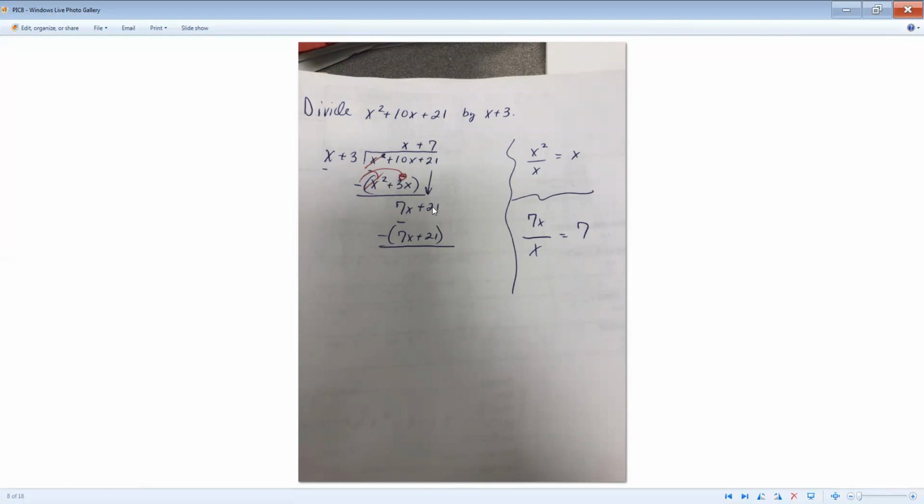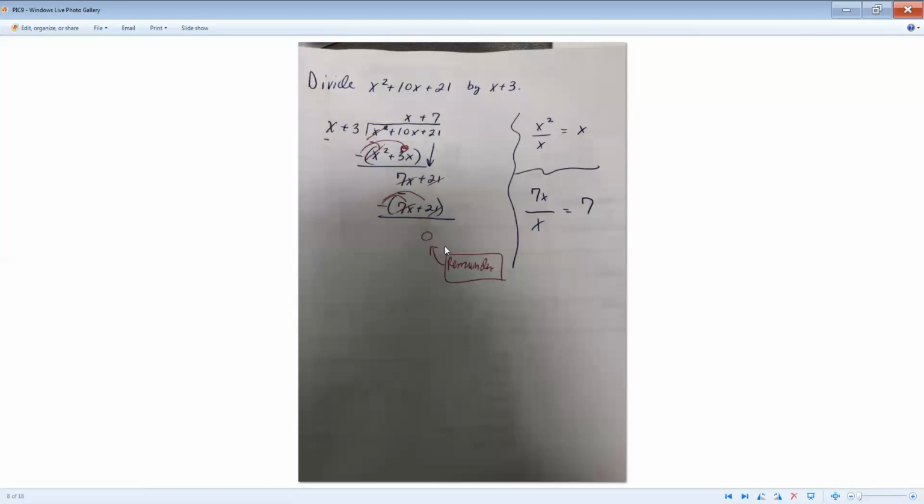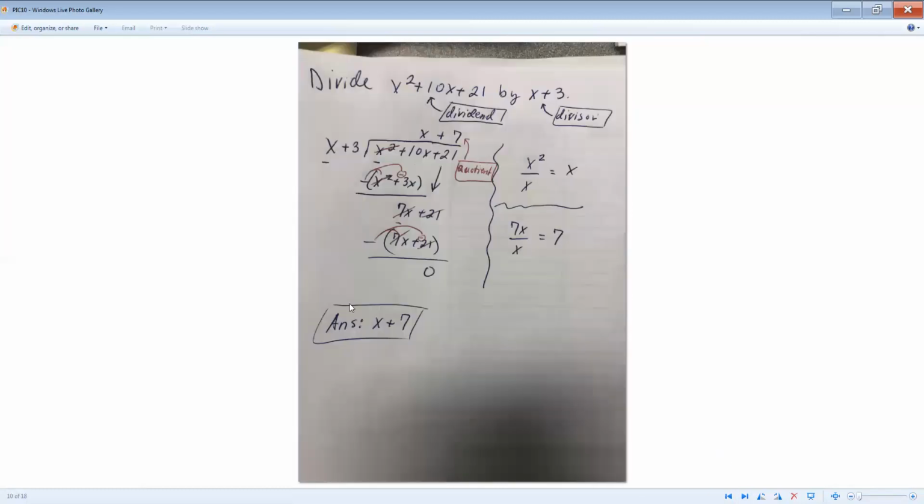Bring down the 21. Then you ask yourself, how many times does x go into 7x? And that'll be 7 times. Then we take the 7, place it up top, and then multiply it times each term sitting on the outside. So 7 times x is 7x. 7 times 3 is 21. Subtract them both. They both cancel, leaving us with a remainder of 0. And that will be our answer. X plus 7 will be our final answer.